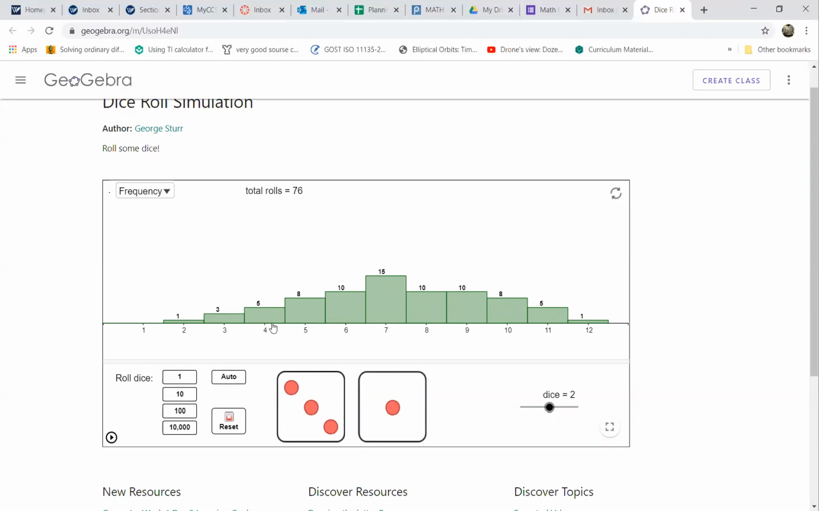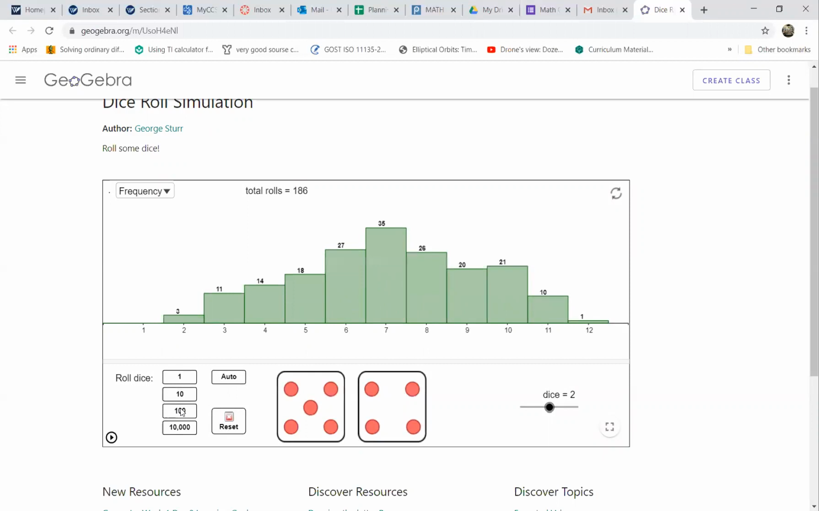actually showing the sum of the values that you're getting. The sum is 2, the sum is 3, the sum is 4, the sum is 5, the sum is 6, 7, 8, 9, 10, 11, 12. You can repeat this 10 times, 100 times, 10,000 times. In this case, we say that the shape of the distribution is symmetric. Later on, in the next chapter on statistics, we're going to talk about these types of distributions more.